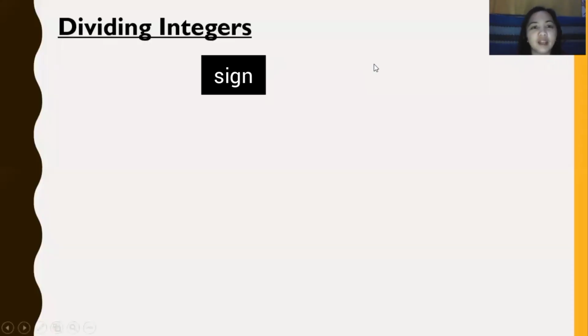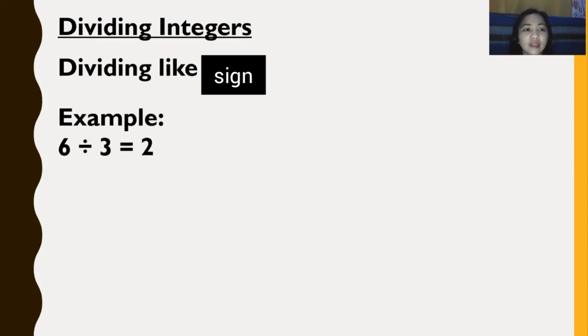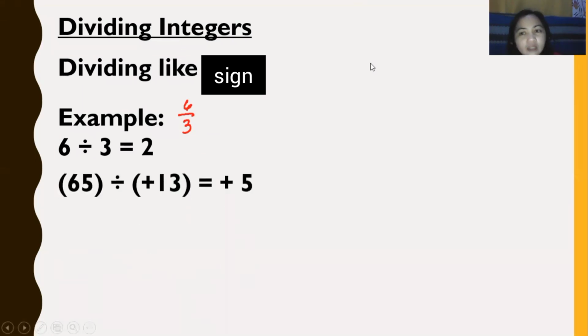Now let's proceed to dividing integers. Let's have dividing integers with like sign. Example, we have positive 6 divided by positive 3, and that is positive 2. Positive 6 divided by positive 3 can also be written like this. Parehas lang sila ng fraction, so they can be written just like a fraction. So the same, and that is positive 5.